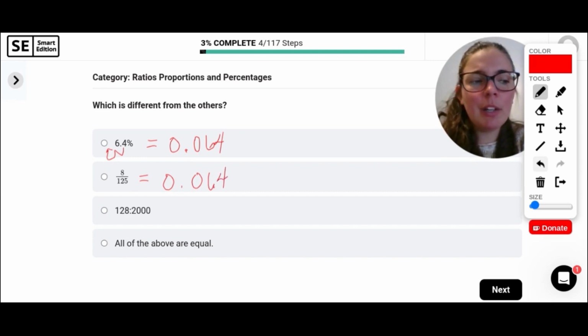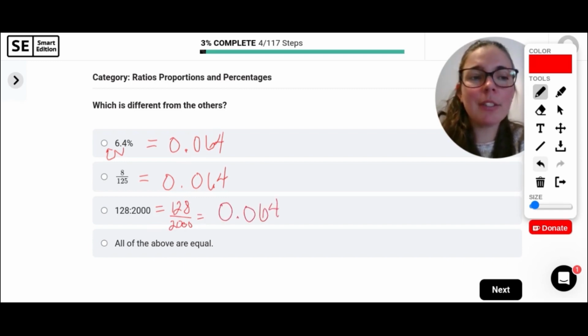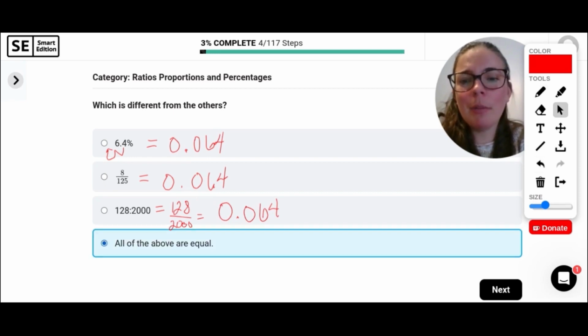And then 128 over 2,000 is how we can rewrite this ratio. And then we can again just divide, and we should once again get 0.064. So our answer has to be the final option, that all of the above are equal.